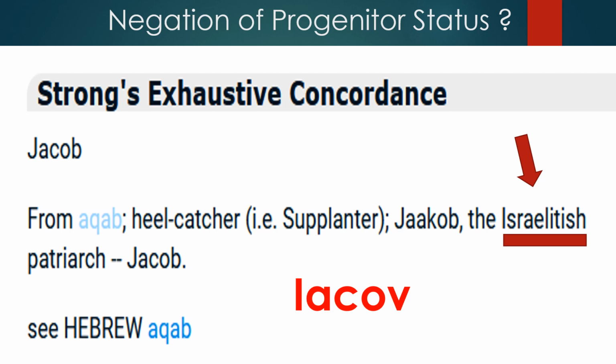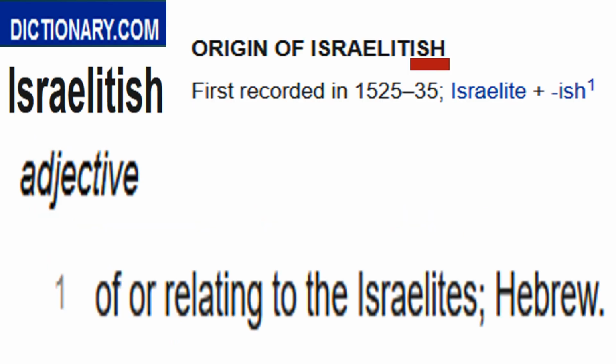It's almost like a negation of Jacob's progenitor status by having that ISH at the end. So it's unclear what that's all about, but also so that you remember that Jacob is also Iakov in terms of betacism, with the V and the B being interchangeable. So just remember that. And just as a quick sidetrack here, this word Israelitish was first recorded in the 1500s, and it says of or relating to the Israelites. And this is again very odd because Jacob would not be Israelitish because he is supposed to be Israel. So we've talked about that name before. You might want to go back and reference that.